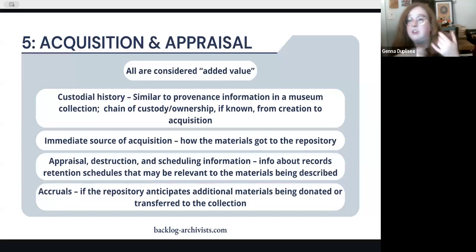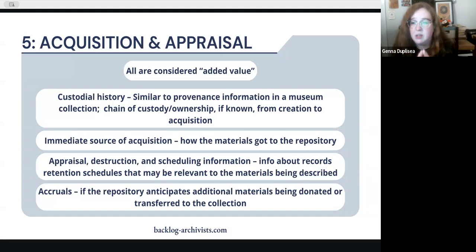That's really important for establishing the authenticity of documents. And also it's just part of the history of how these material objects have existed in our world. The immediate source of acquisition is just how the materials got to the repository. Was it a purchase? Was it a gift? It's a bit more detailed than the custodial history, because that might just be chain of custody. The immediate source of acquisition may talk more about the process of the materials actually getting there.